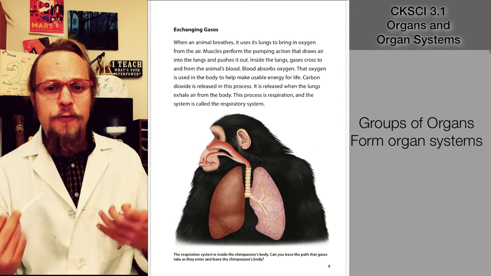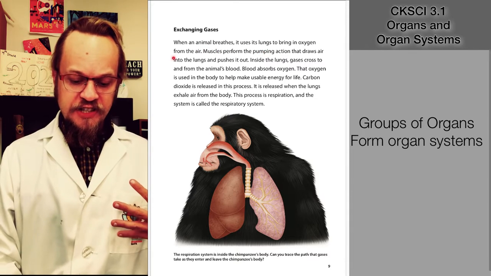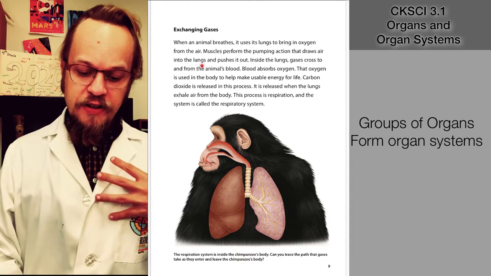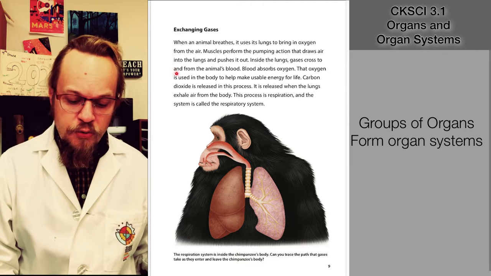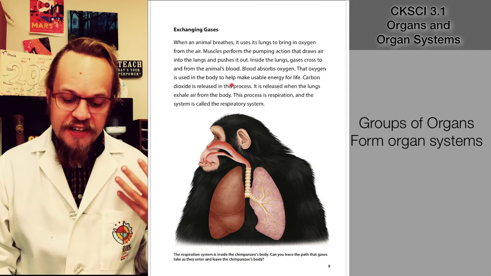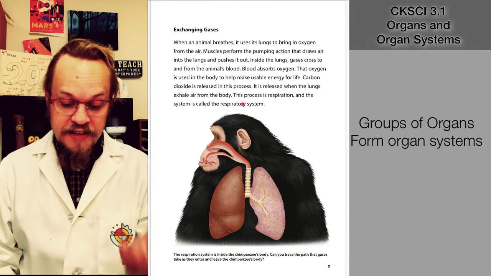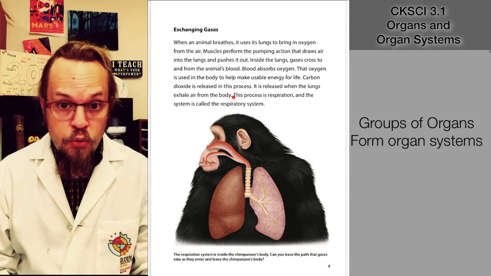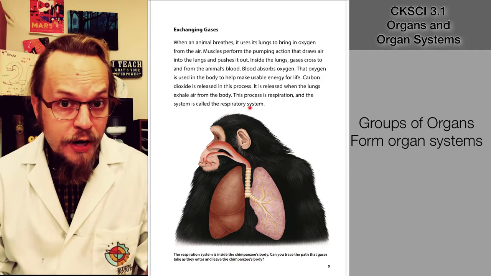Exchanging gases, another type of organ system. When an animal breathes, it uses its lungs to bring in oxygen from the air. Muscles perform the pumping action that draws air into the lungs and pushes it out. Inside the lungs, gases cross to and from the animal's blood. Blood absorbs the oxygen. That oxygen is used in the body to help make usable energy for life. Carbon dioxide is then released in the process, and it is released when the lungs exhale air from the body. The process is called respiration, and the system is called the respiratory system.